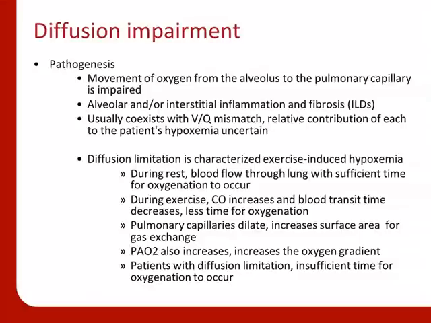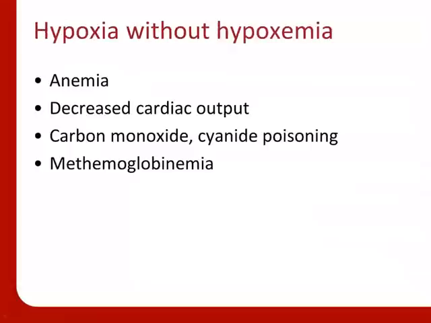So, for example, a lot of the patients in my interstitial lung disease clinic, their sats are fine when they're at rest, but they get up to walk across the room and they'll drop into the 70s or 80s pretty quickly. And for most of them, it's due to diffusion impairment. There are a couple things that give you hypoxia without hypoxemia. The most common ones are being anemic, having a decreased cardiac output, carbon monoxide, cyanide poisoning, all of which affect oxygen binding, and methemoglobin, the same idea.